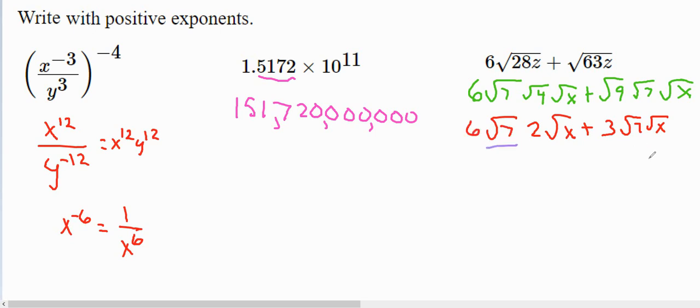We can't simplify this anymore because 7 and 7 are both primes. We can't break that down. But we can do 6 times 2, which is 12. And that's going to give us 12 square root of 7x, because I'm just going to put them back underneath the same thing. And then plus 3 times the square root of 7x. And we can add these now, since they both have a square root of 7x. Those are both the same, so we can add them and get 15 square root of 7x.